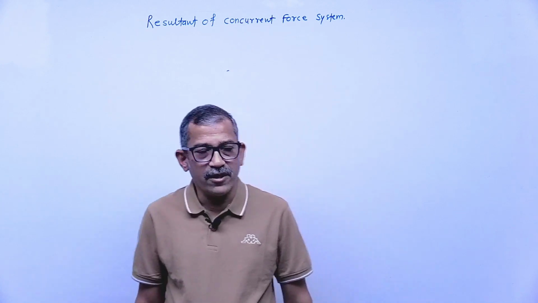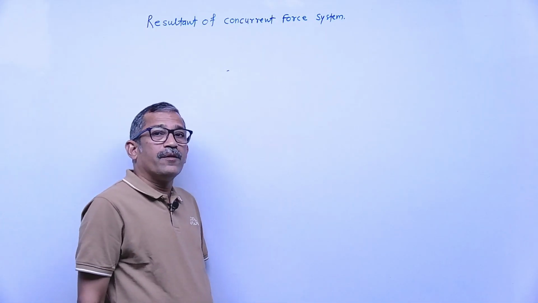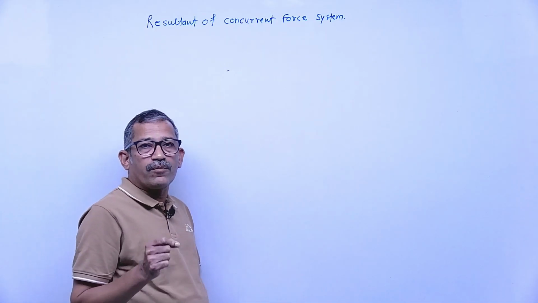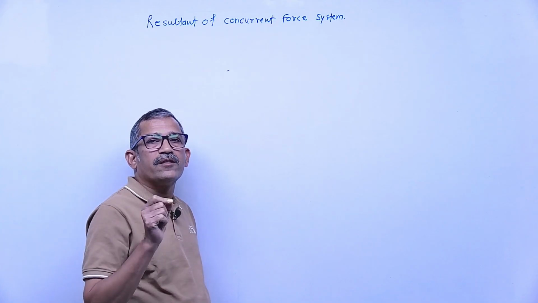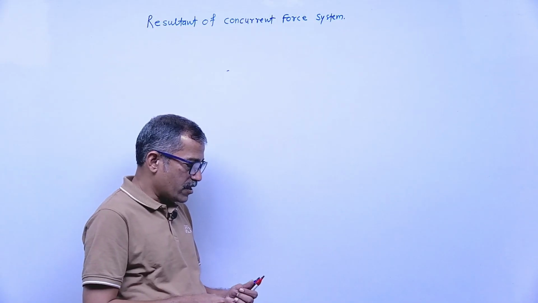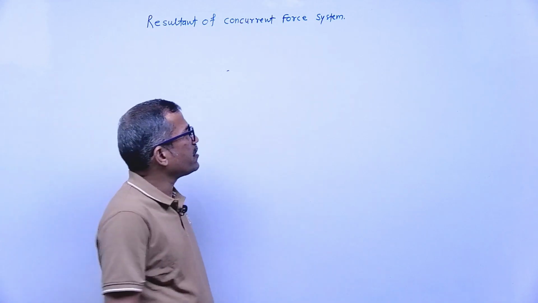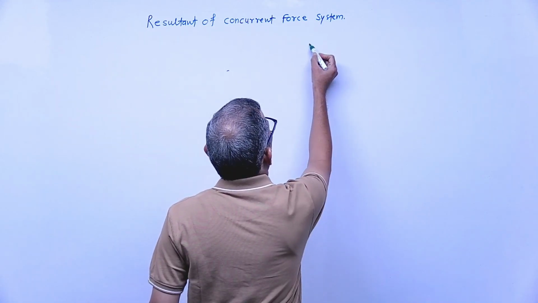To find out the resultant of a concurrent force system, you must know what a concurrent force system is. When the lines of action of all forces pass through a single point, then the force system is called a concurrent force system. Suppose some number of forces are there. I will represent one force system.